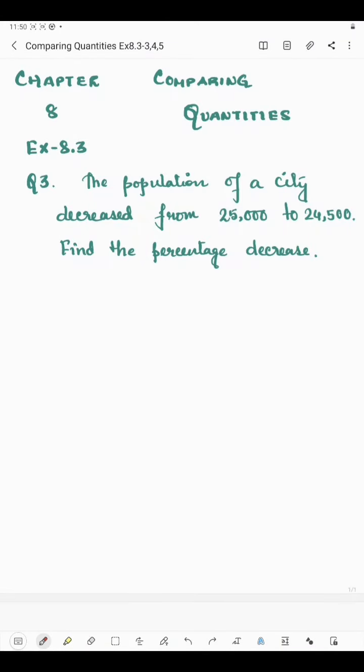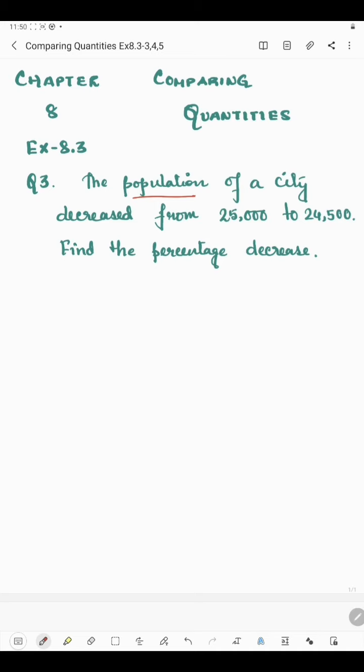Hello students, now I am going to start question number 3 of exercise 8.3. Question number 3 says the population of a city decreased from 25,000 to 24,000. Find the percentage decrease. Now what do you mean by population? Population means the number of people who live in the place, right?